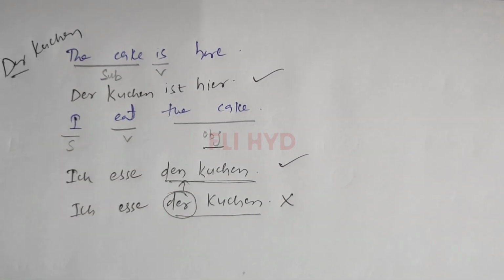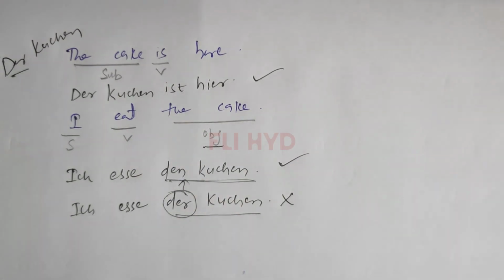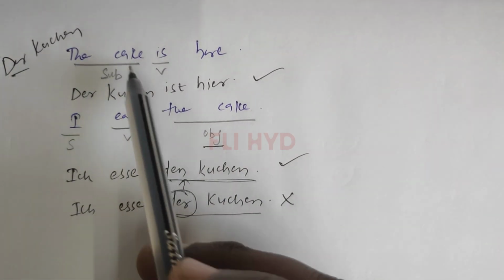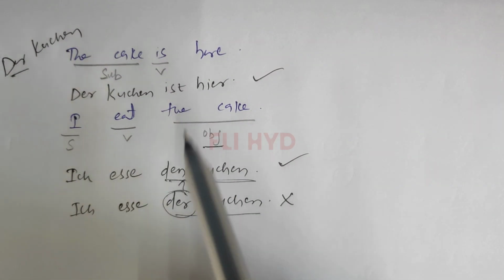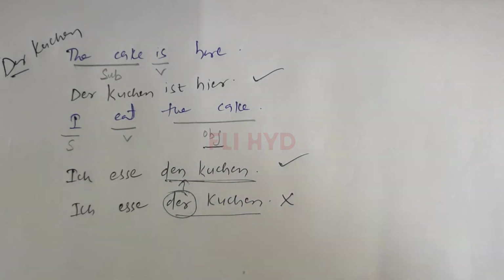For each and every sentence we have to check what is the subject and what is the object. One noun in one sentence may be in a subject place, but in another sentence it may be in the object place. If it is in a subject place, we have to use it in nominative. If it is in an object place, we have to use it in accusative.